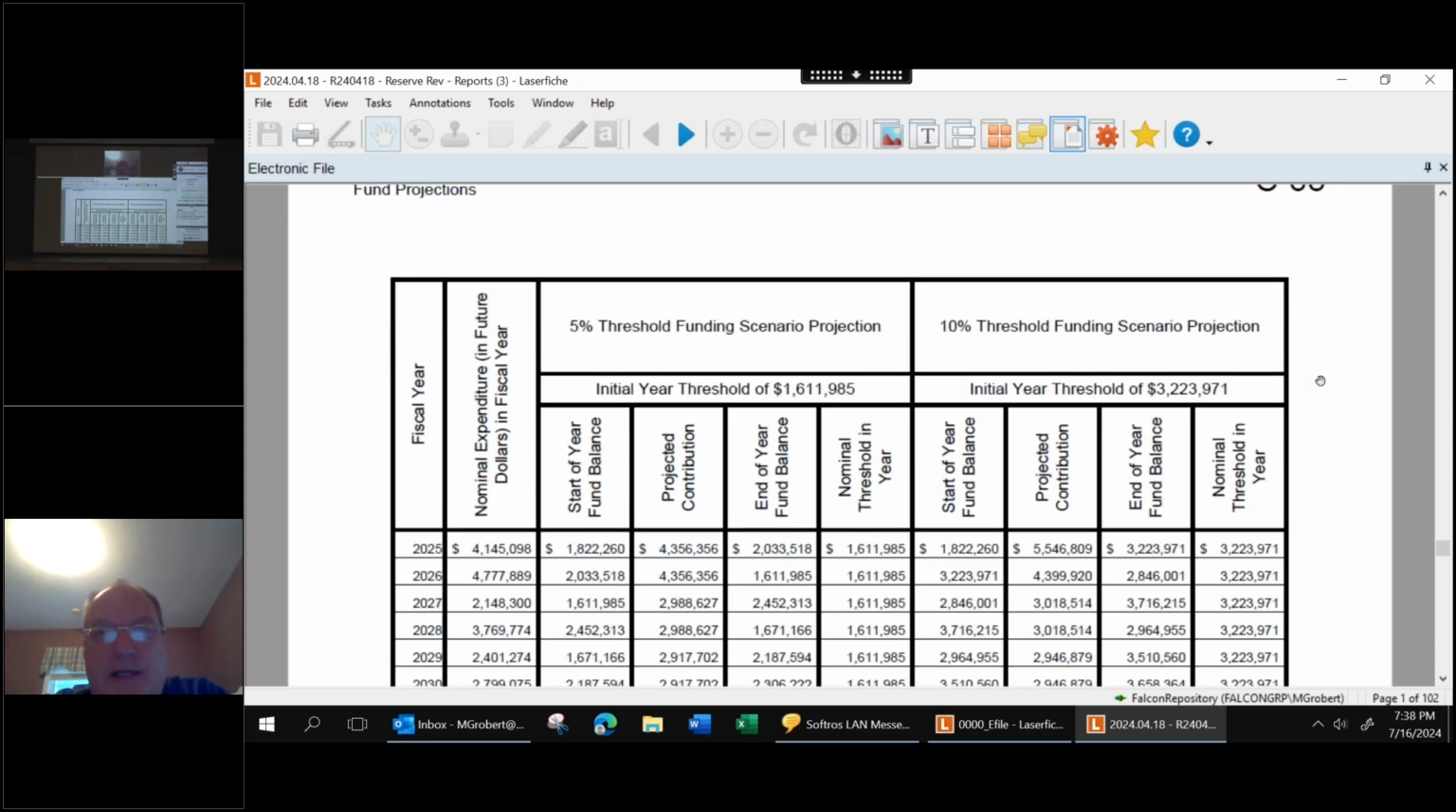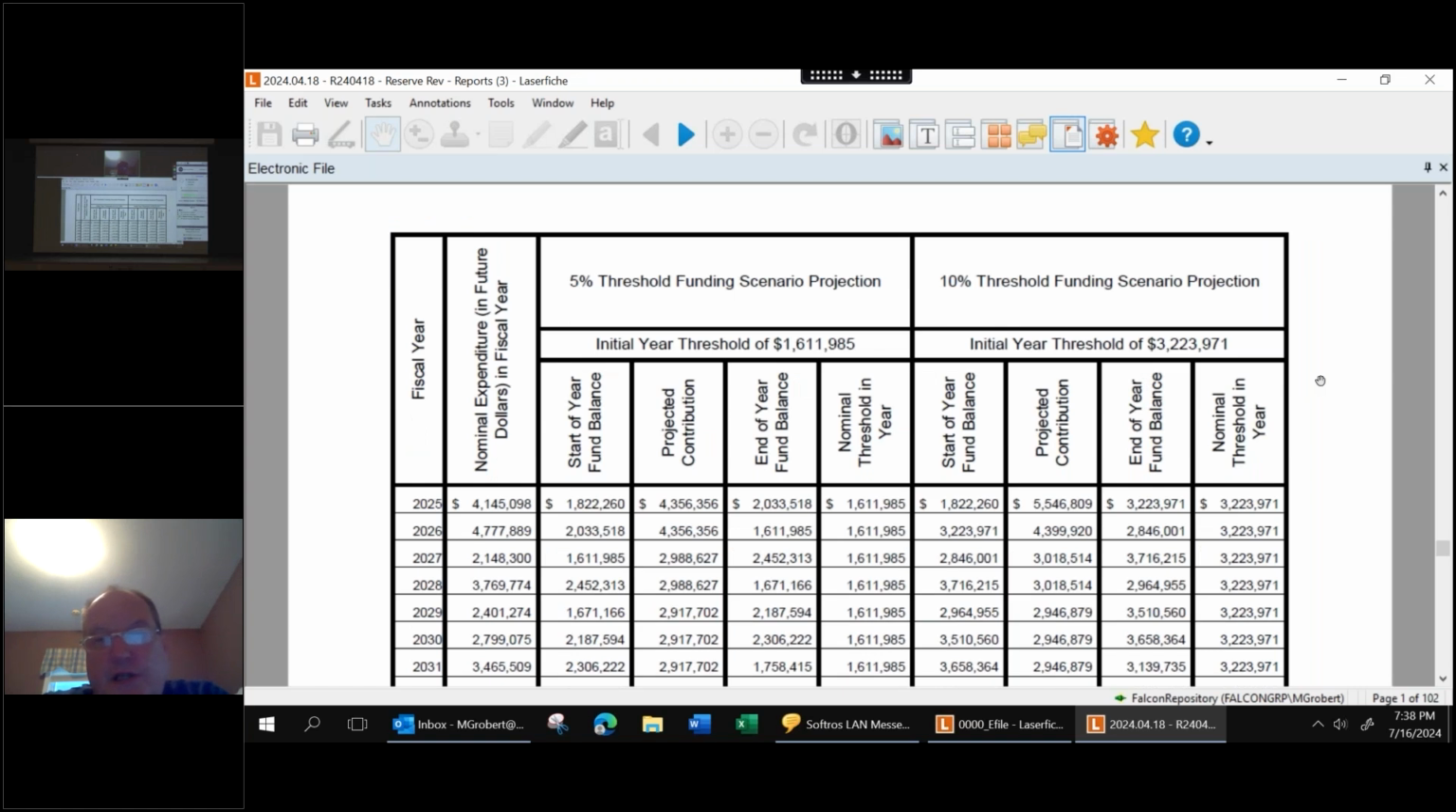Now, as I said, I do over 100 of these a year. I do not just for myself. I don't do all the inspections, of course, but I put together well over 100 reserve reports a year. And I can tell you that 98% or better of those, the communities fund at the 5% threshold level. Very few do 10%, almost none do full funding.